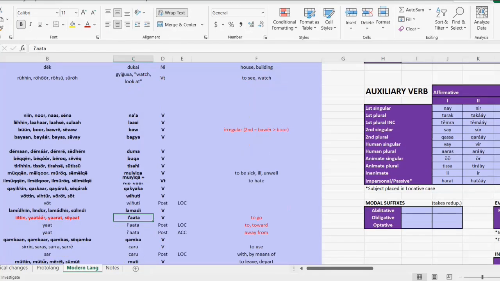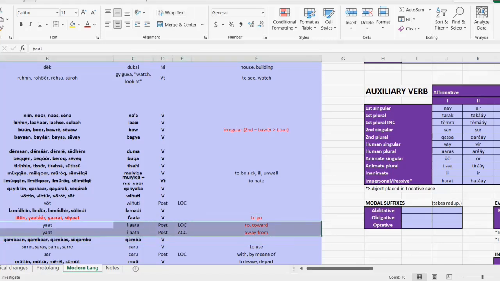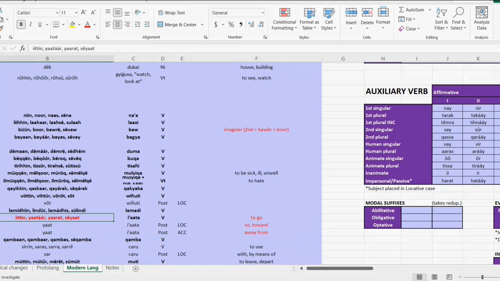Thinking about it some more, I'm starting to think that this iata form is too long for a basic meaning of to go. And in this case, we know it must have meant something like to go in the proto-lang because it's giving rise to these postpositions. I like yat as a postposition. I think I might change the meaning for this one.